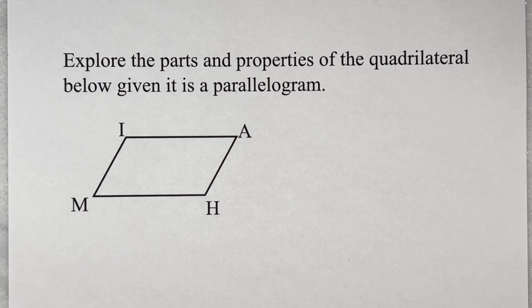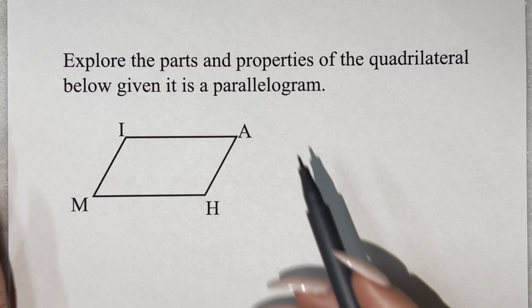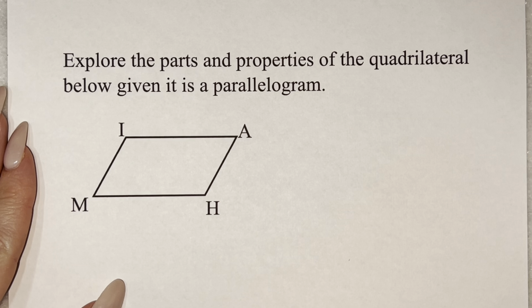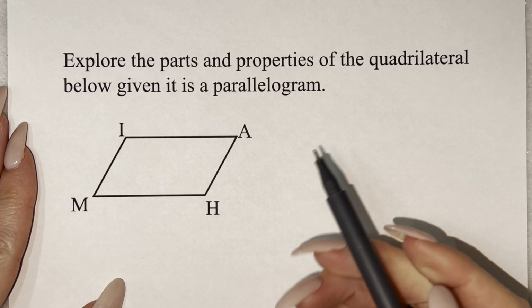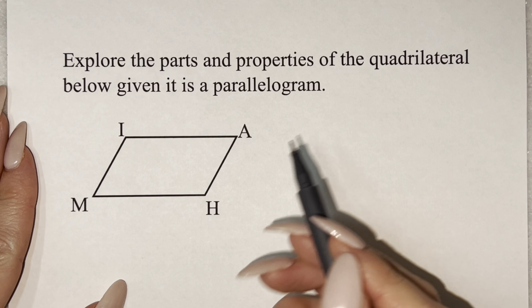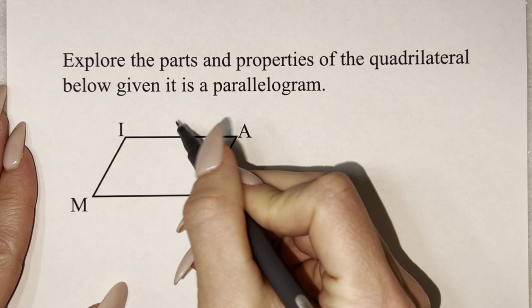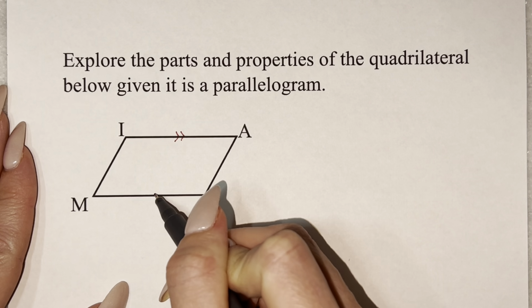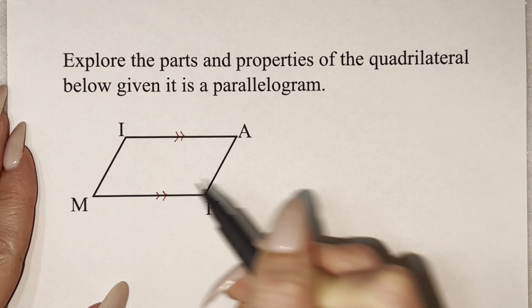All right, so in this video, we're going to explore some properties of parallelograms. If I was told that this shape was a parallelogram, the first thing I'm going to notice is that the top and the bottom are both parallel to each other. So I would say that IA is parallel to MH.